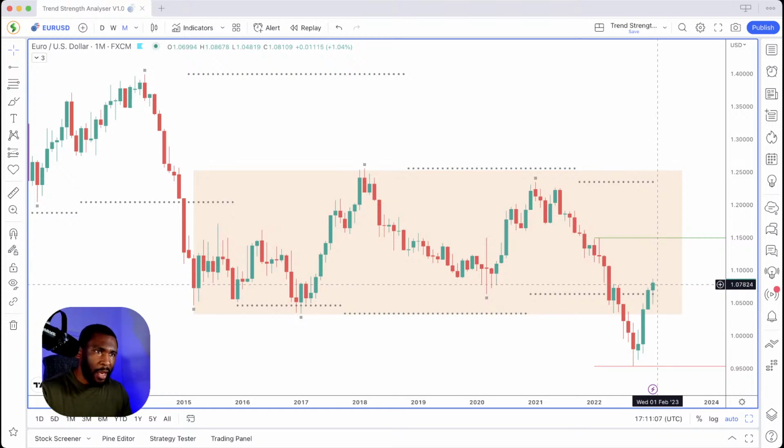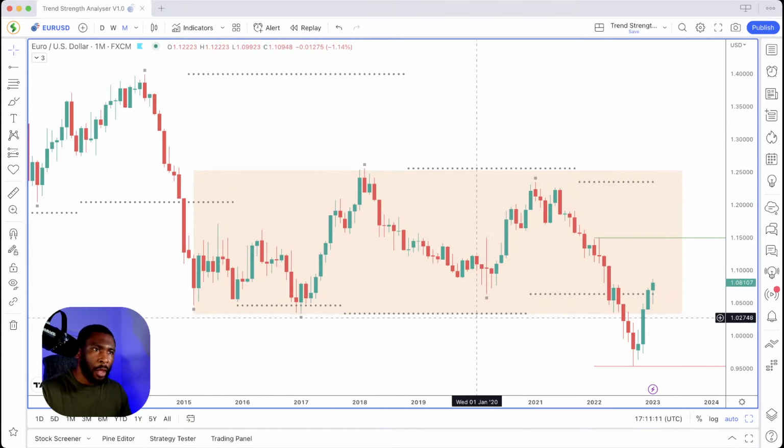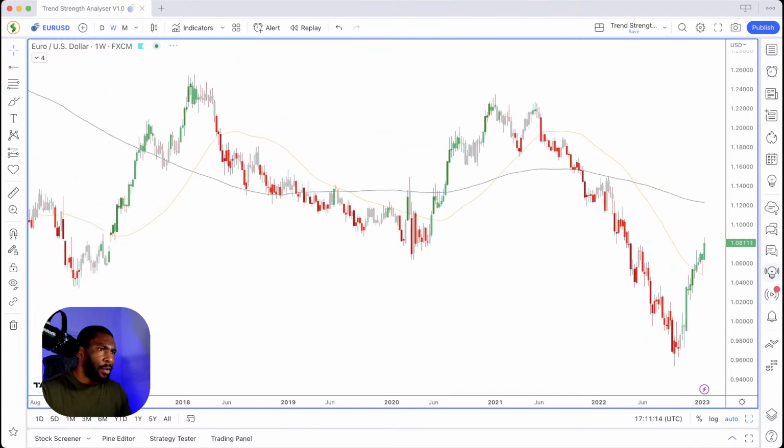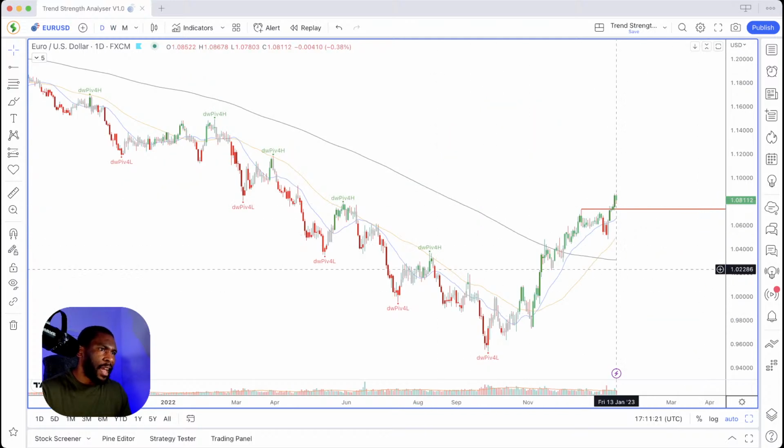And if you look at the weekly, remember, price is still in a long-term area of consolidation. On the weekly, the bars are green, and price is now moving towards the 200 simple moving average. And on the daily time frame, we had a break and close above this resistance level at 1.0736, and price broke and closed above this level on January the 11th.